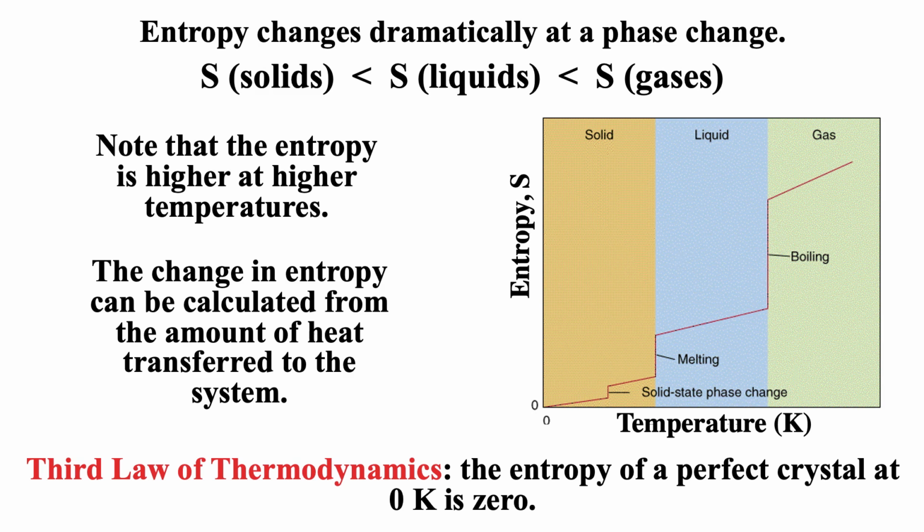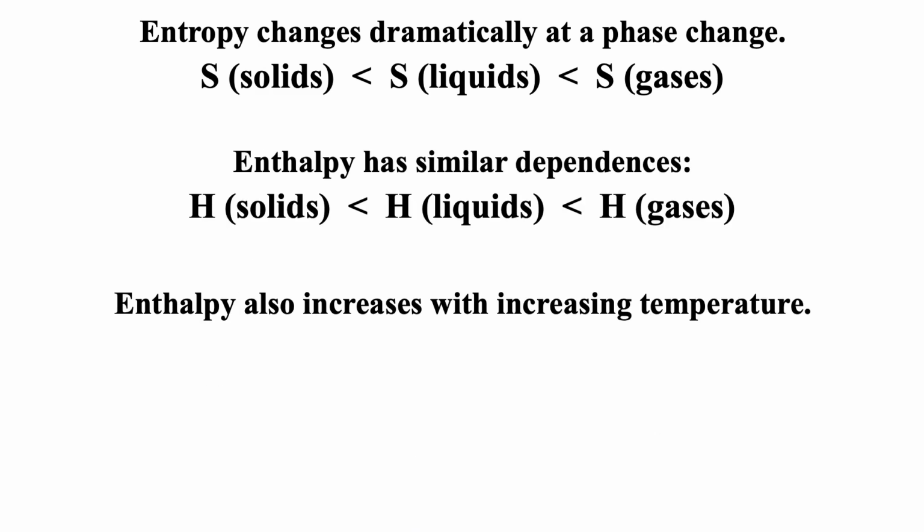And so a gas will always have a higher entropy than the corresponding liquid, which will always have a higher entropy than the corresponding solid. And higher temperature always corresponds to higher entropy. So entropy changes dramatically at phase transitions. Enthalpy actually has a similar dependence. Gases will have higher enthalpies than liquids, which have higher enthalpies than solids. Remember, as you go from a solid to liquid to gas, you have to add heat. If you're going from a gas to a solid, you're going to take heat away.